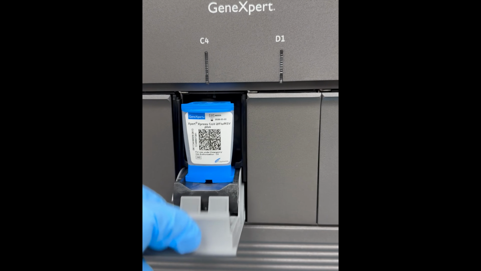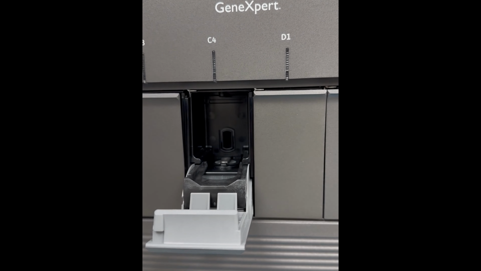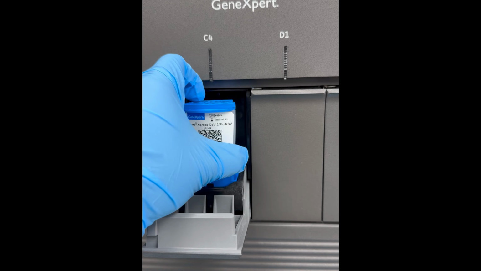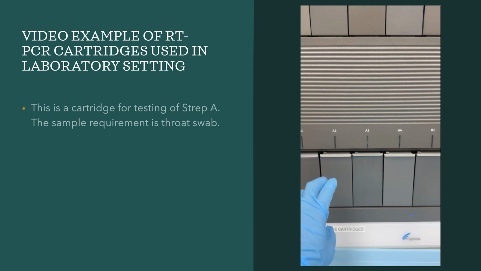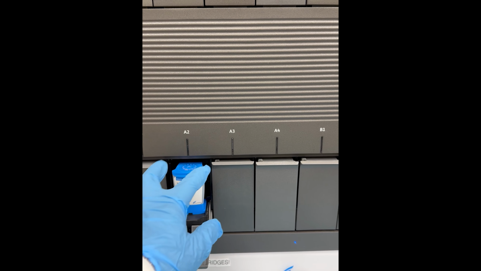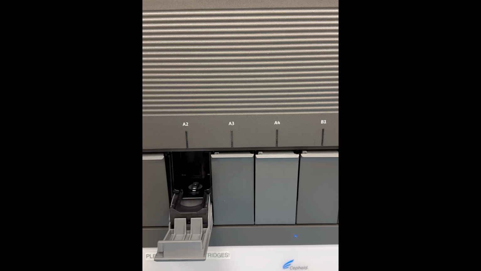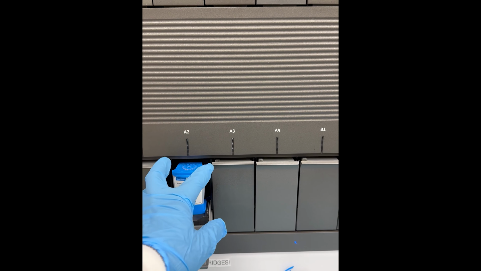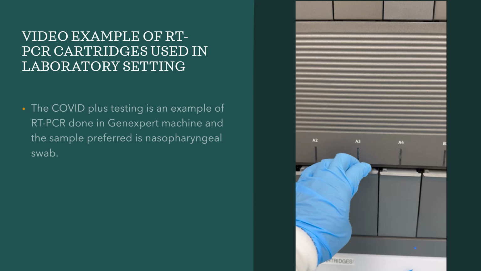Here is an example of multiplex PCR. It tests COVID, flu A, flu B, RSV all at once in one cartridge. In this video, it shows an example of a strep A cartridge being pulled out of the GeneXpert after processing. This is a single testing RT-PCR use.